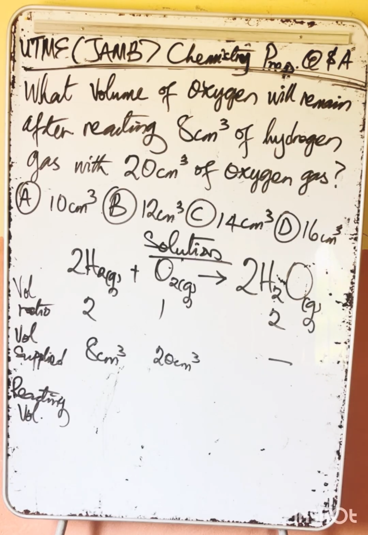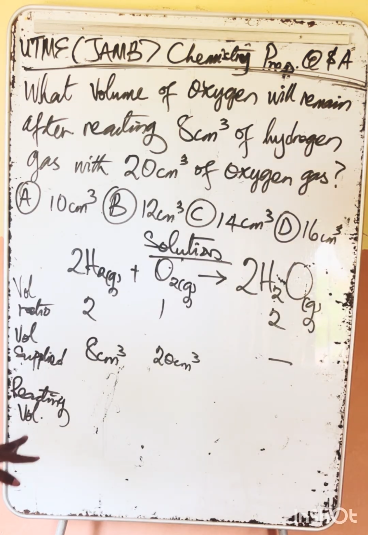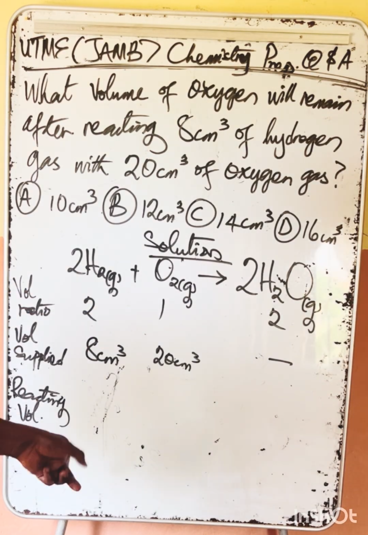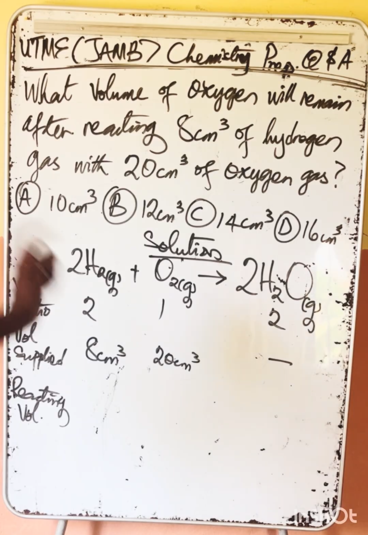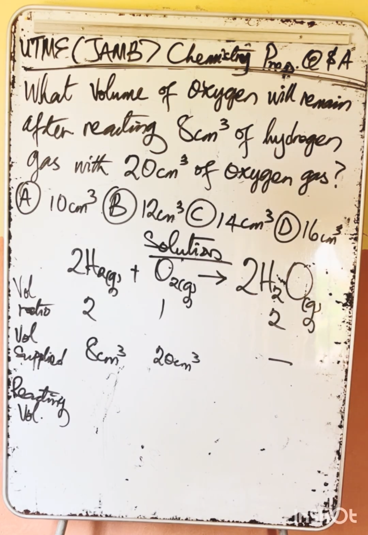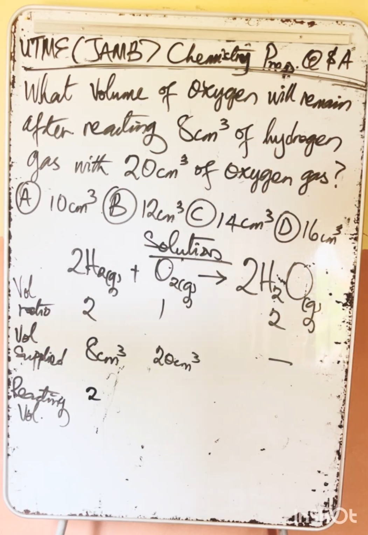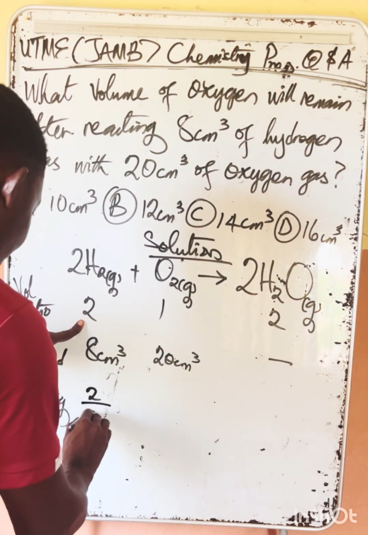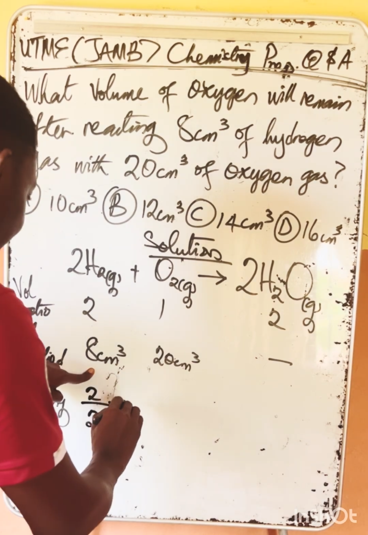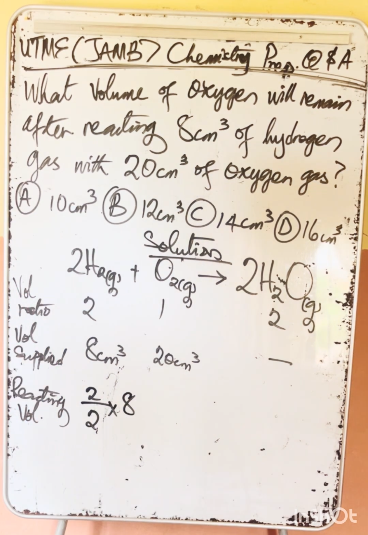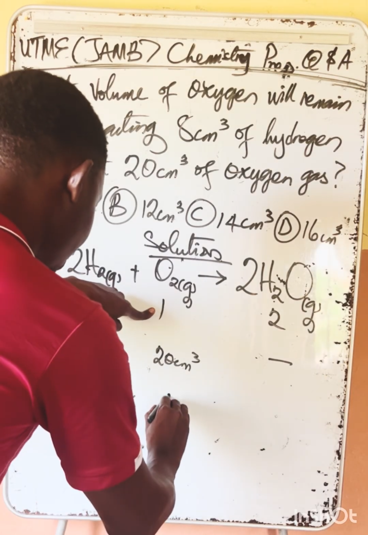Let me say it again. For us to get the reactant volume for each of the substances, it will be the ratio of the gas in question over that of the limiting reactant times the volume of the limiting reactant. So let's apply what I've said. For the first one, hydrogen, the ratio is 2. The limiting reactant still remains hydrogen, 2 times volume of the limiting reactant, which is 8.